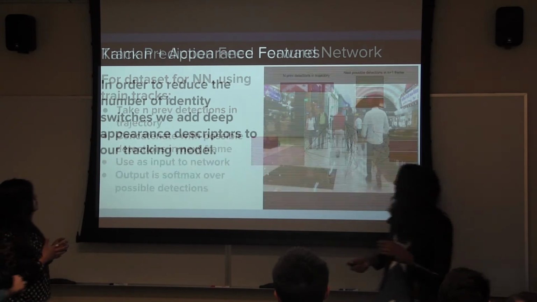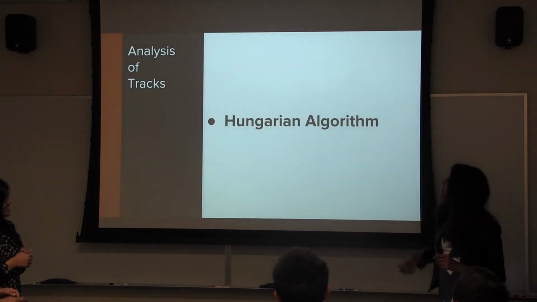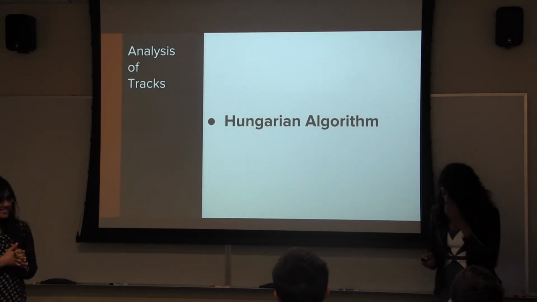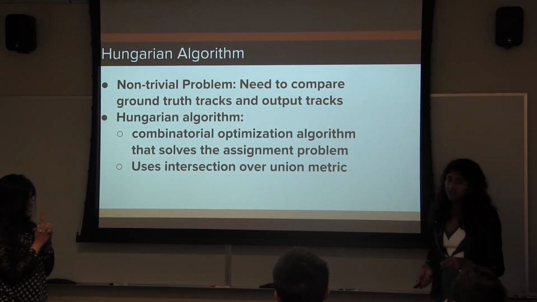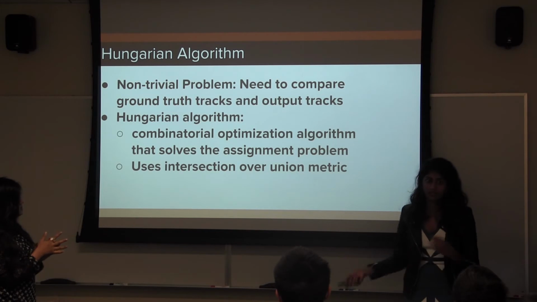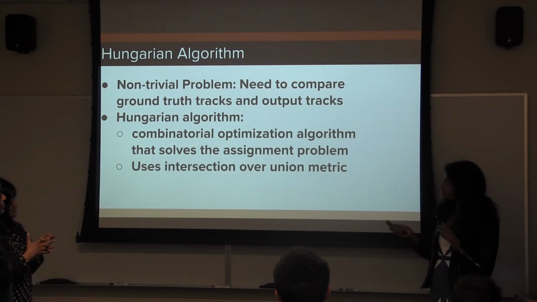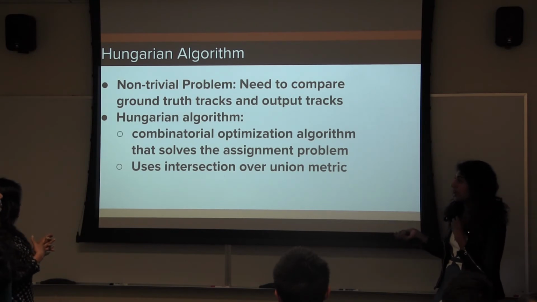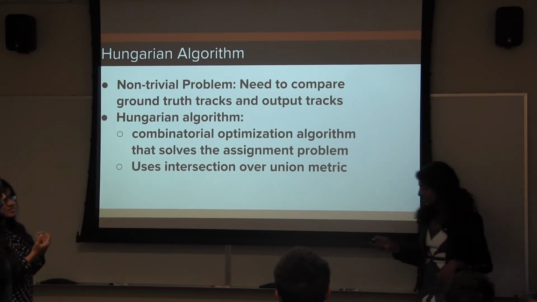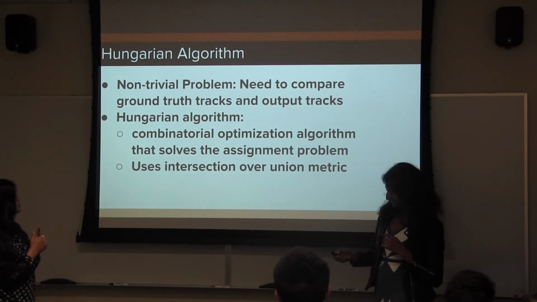And then the next part is the analysis of the object tracks. This is a non-trivial problem because once you compute the tracks and you are trying to compare ground truth tracks to output tracks, it's an assignment problem that's not easy to solve. So we actually use the Hungarian algorithm, which is a combinatorial optimization algorithm, and compute the intersection over union metric. Next we'll look at results.